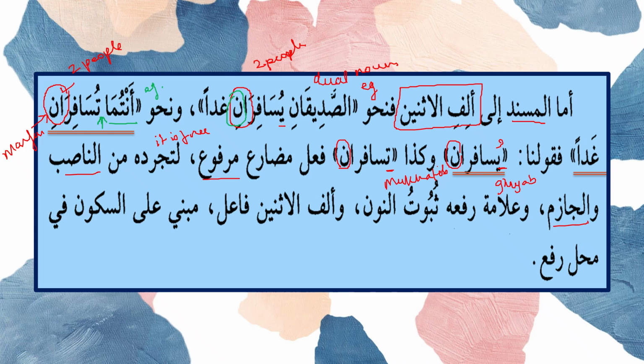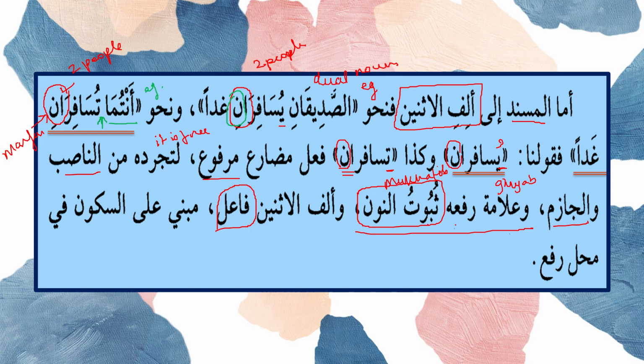The proof is the presence of noon, and that's what you call in the i'rab 'alamat raf'ihi thubut an-noon. This means the sign of raf' is, and what is the proof? Thubut an-noon, the presence of noon. This is our proof that the present tense is in marfu' case. Wa alif al-ithnayn, what is the alif al-ithnayn? It is the fa'il, representing the fa'il.